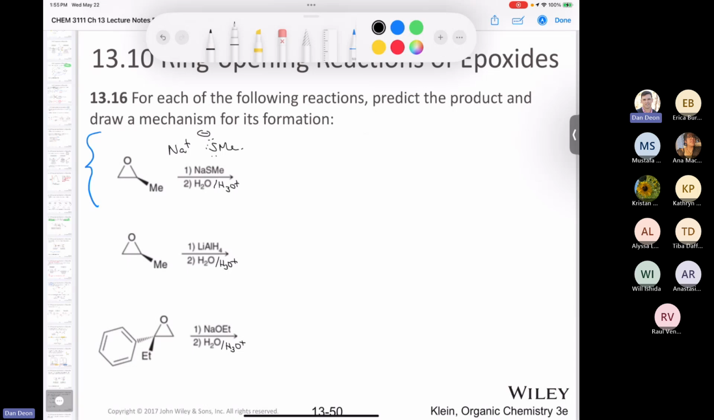Does anybody remember the thiolate, S minus? Is that a strong nucleophile or a weak nucleophile? Does anybody remember that? And if you don't remember, I would suggest going back to chapter 7, where it covers weak and strong nucleophiles. Would S minus, is that a strong nucleophile or a weak nucleophile? And it's not a trick. It's got a negative charge. It's really big and polarizable.